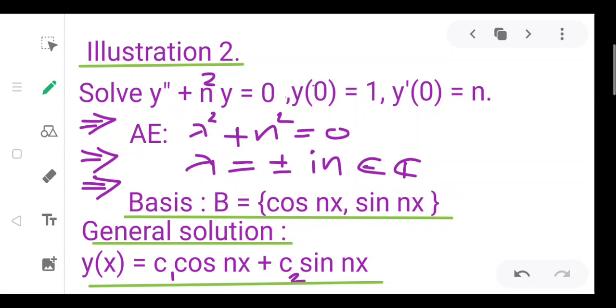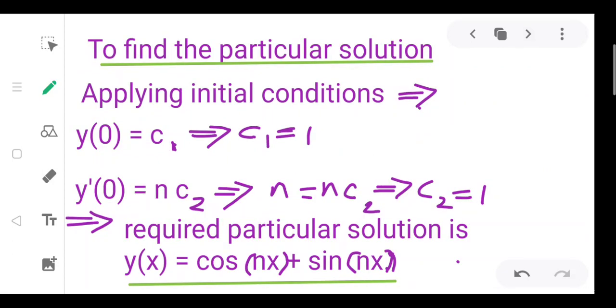So how to find the particular solution? We have to apply the initial condition. Applying, we will get y of 0 equal to c1, and y of 0 equal to 1 is given, so c1 equal to 1. Y dash 0, you find out y dash x, and substituting x equal to 0, we will get y dash 0 equal to nc2, and we are given y dash 0 equal to n, so substituting we are getting n is equal to nc2, so that c2 equal to 1.